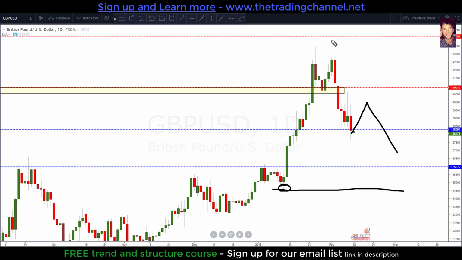That would look something like this. 1, 2, 3, and then a lower low. So we need a pullback and then a lower low before I would qualify this as being a possible reversal here on the pound dollar.